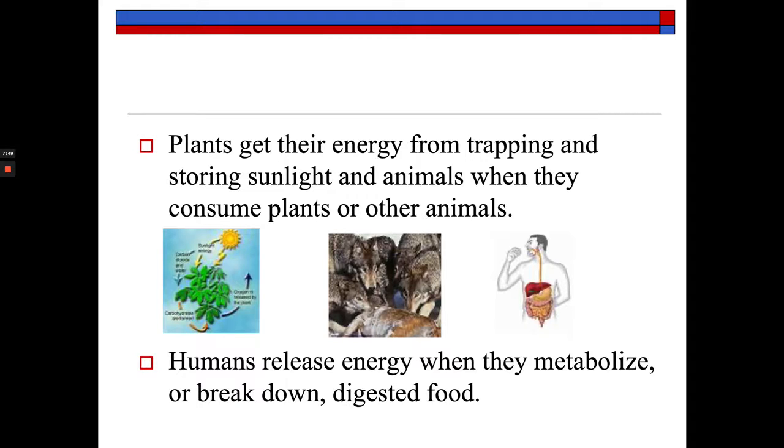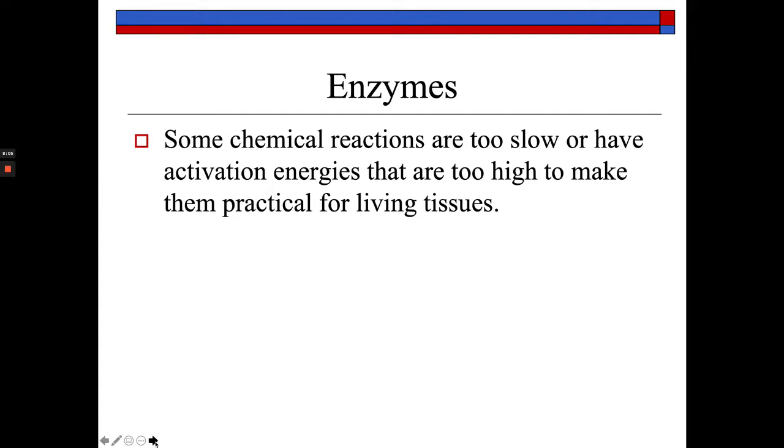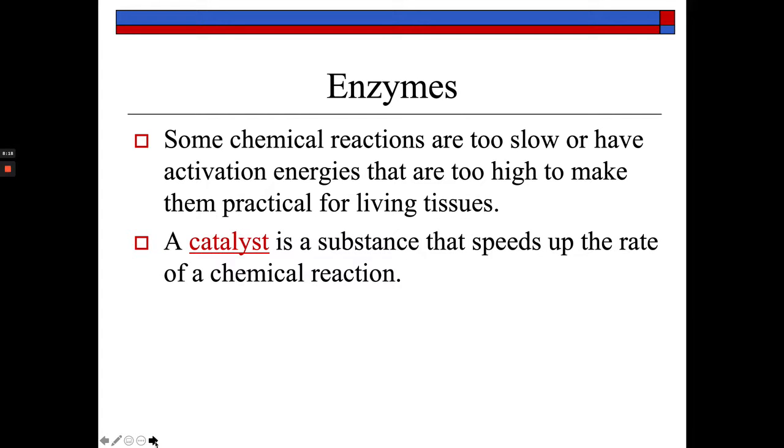Now, these chemical reactions can take a very, very long time, and we need that energy right away. So we have to have something in our system in order to speed up the chemical reaction. That's where enzymes come into play. Some chemical reactions are too slow or have activation energies that are too high to make them practical. So what we need is what's called a catalyst. And a catalyst is a substance that speeds up the rate of a chemical reaction. So it makes it go faster.